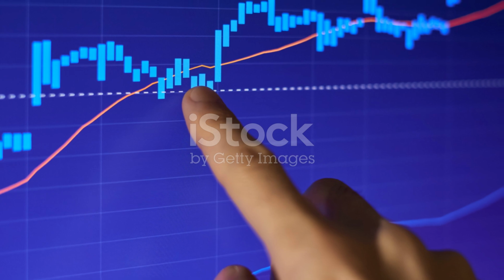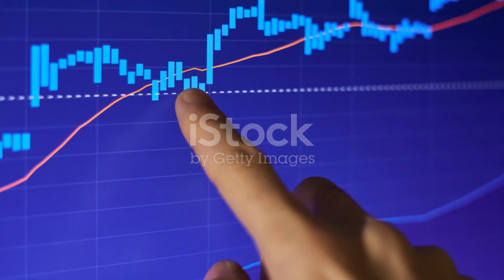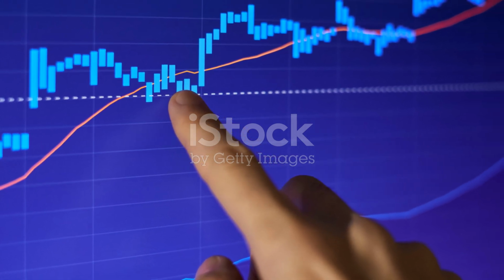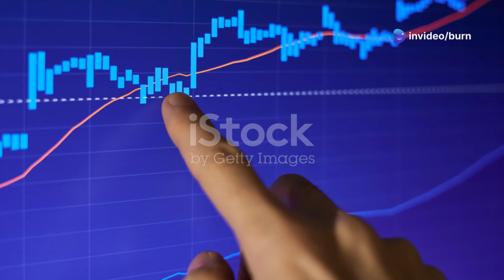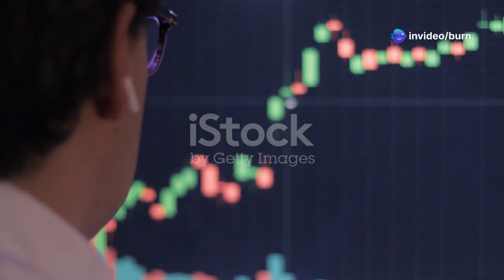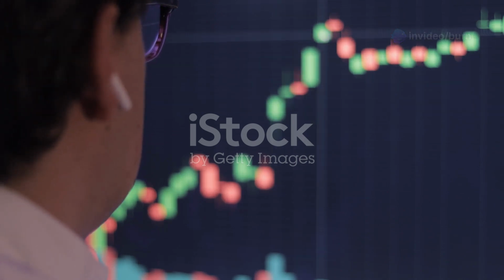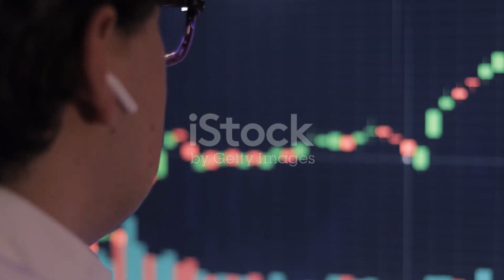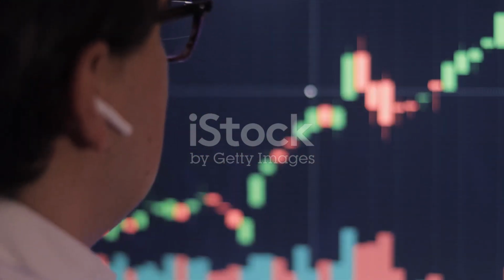The blue line represents the alligator's jaw, the slowest moving average, which is the 13-period SMA. This line helps to identify the longer-term trend in the market. The red line is the teeth, a slightly faster SMA, which is an 8-period. It provides a medium-term perspective, bridging the gap between the long-term and short-term trends.